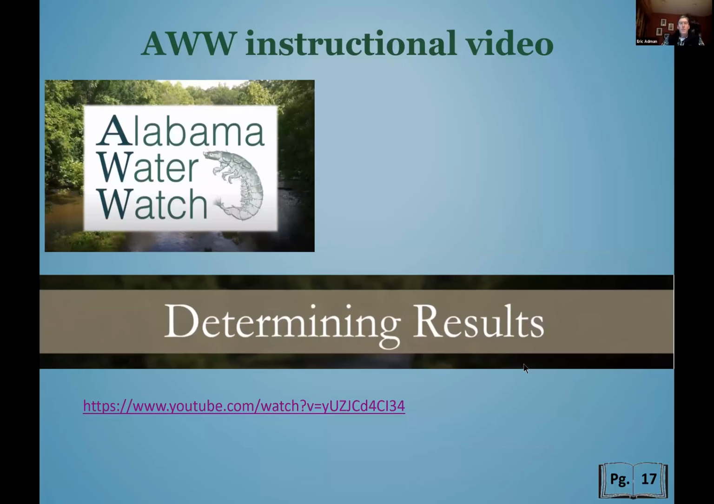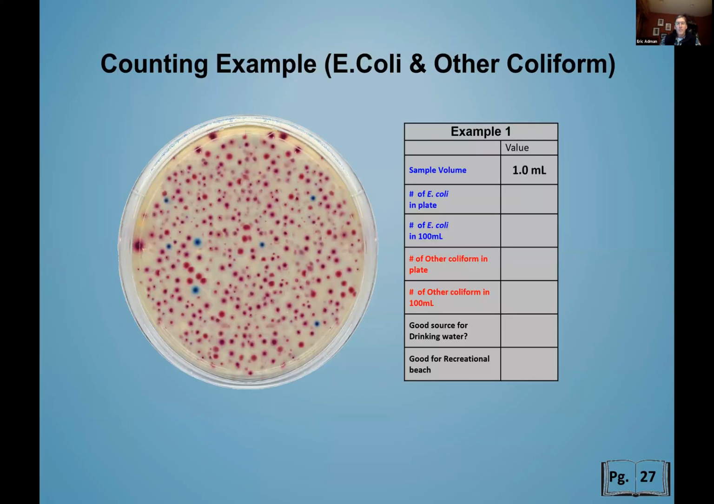Okay, so that's determining results. Let's do an example of counting. So take a look at this Petri dish. This is our incubated sample. We've pulled it out, and now there are a certain amount of colonies on there. Looking at the blue to dark purple colonies, again, you can use a grid, and you can even use a grid dividing it into 8 if you have a lot of colonies, and multiply if they're evenly distributed.